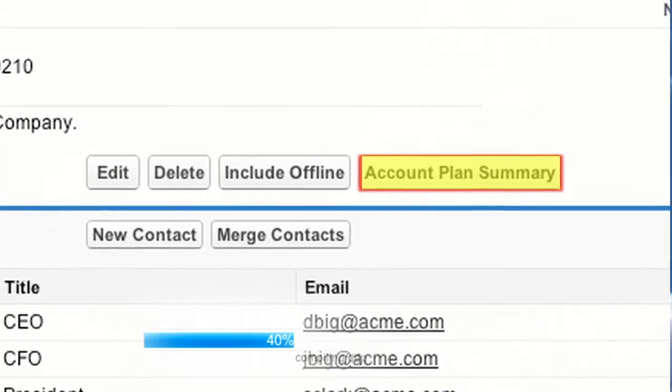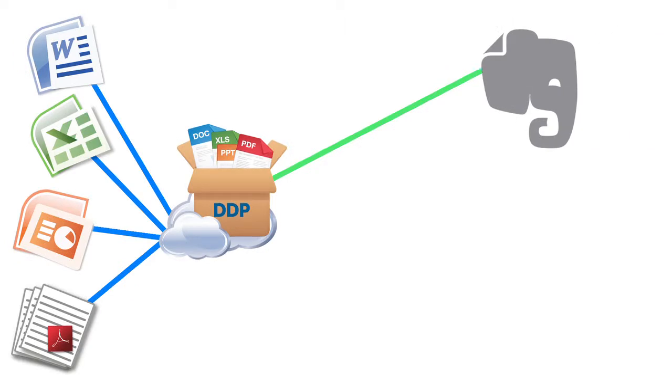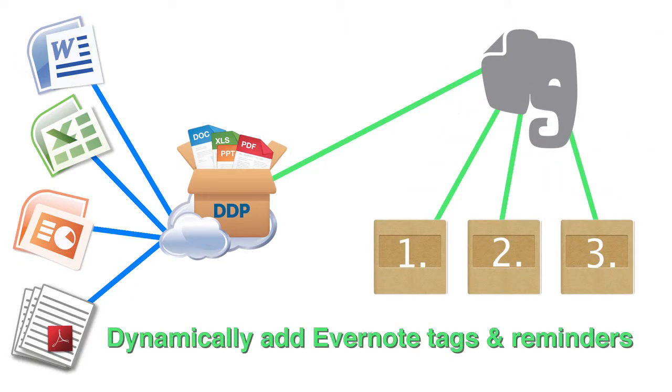Take the power of Drawloop and Evernote to deliver your automated documents dynamically to specific notebooks. You can even give specific tags and set reminders, all dynamically.